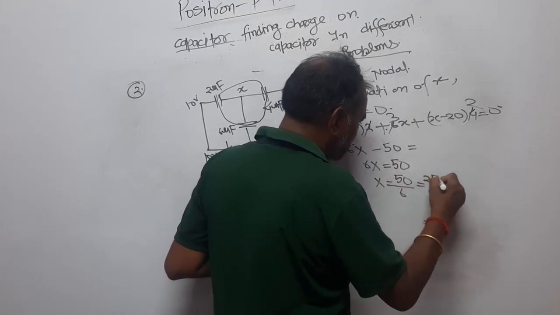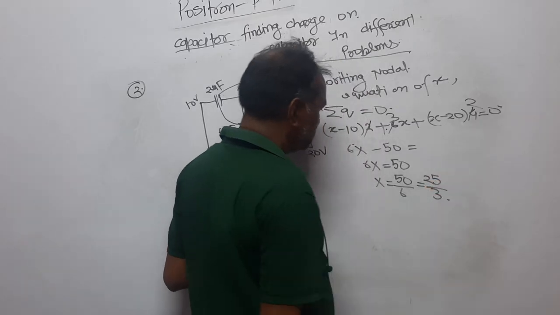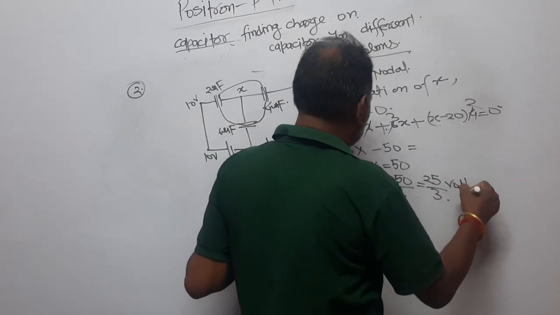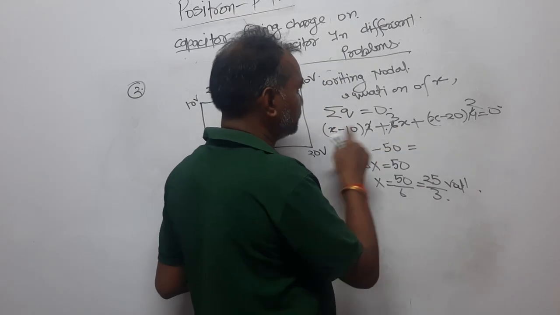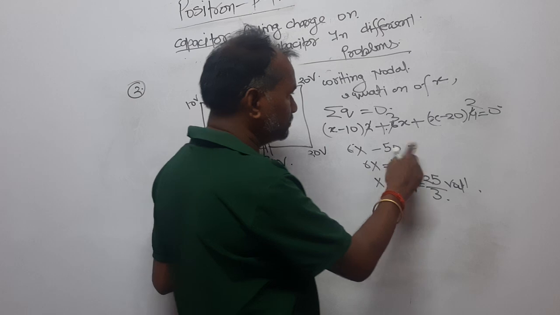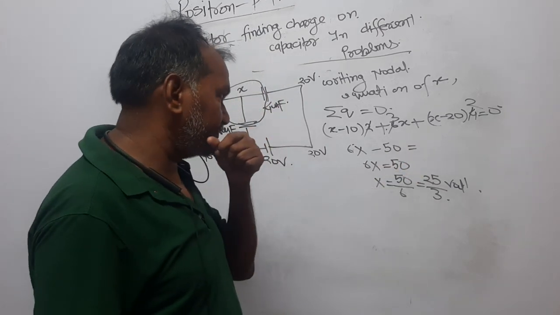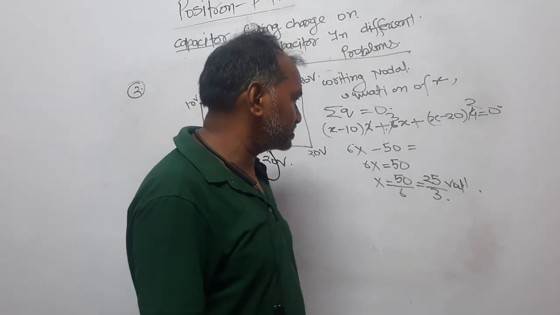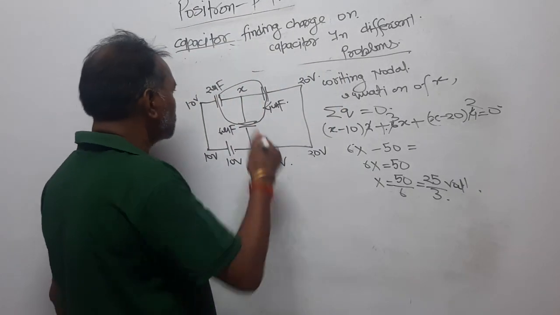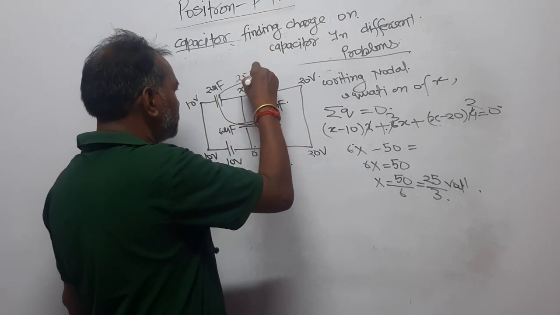That is, I think, 25 by 3. Right? We have got x as 25 by 3 volt. Look here, it is x, 3x, that is 4x, 2x, 6x, minus 10, minus 40, minus 50, 6x equals 50. So x equals 50 by 6. This turns out to be 25 by 3. So this potential is 25 by 3.